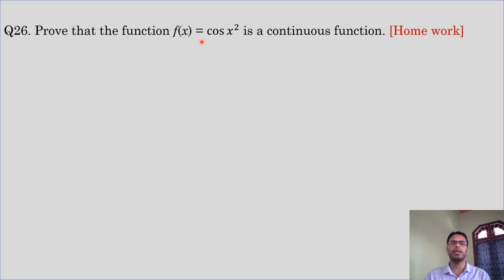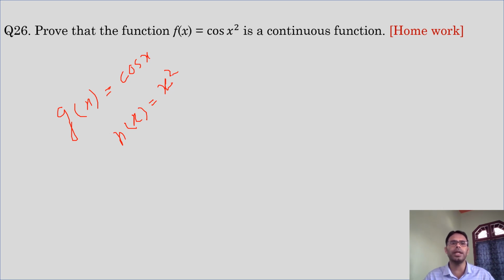Prove that the function f(x) equal to cos x square is a continuous function. A similar question, you see here, I am writing here, I am giving some hints for you. You take two functions, say g(x) equal to cos x, and the second function is say h(x), that function is x square, because the primary function is actually the cos function, the primary function is not x square, it is cos x. Therefore, you should write like this. These are the two functions.